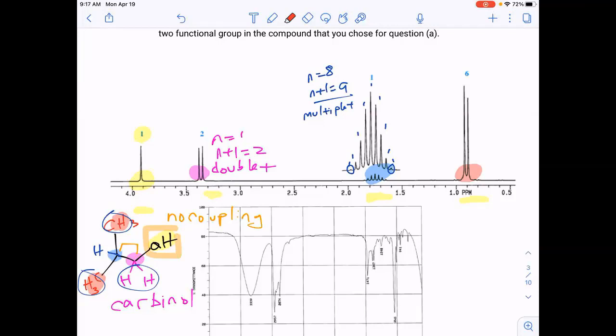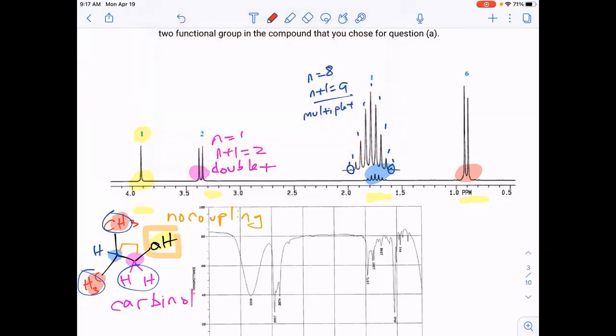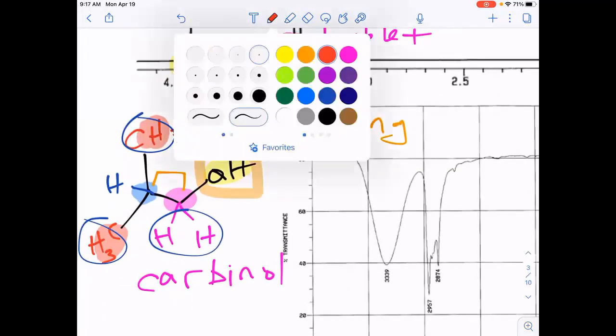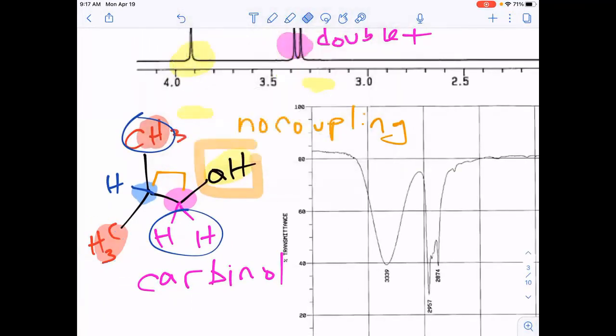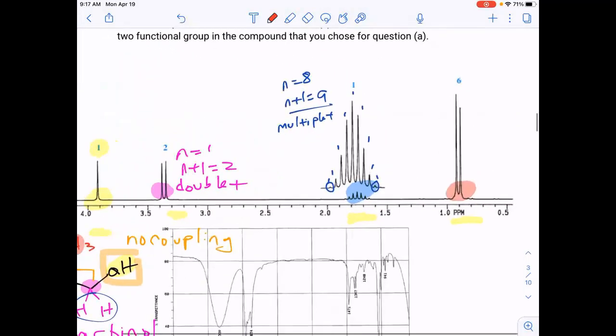Why is it a doublet? We can see that it's a doublet, right? Yeah, say that again. It's adjacent to 1 hydrogen. One proton, right? This set of protons right here only has 1 neighbor right there. And because they're equivalent, they're going to see the same thing. So that's going to show up in the integration and not in the number of signals. And you can see the integration is 6 because that signal is representative of both of those CH3s.